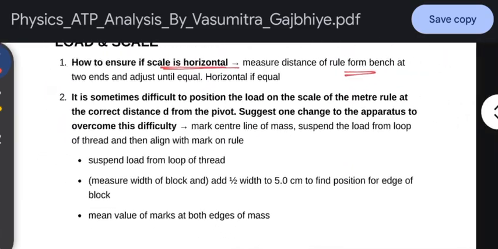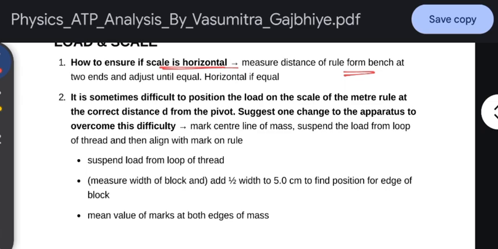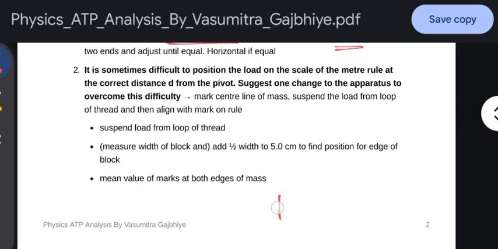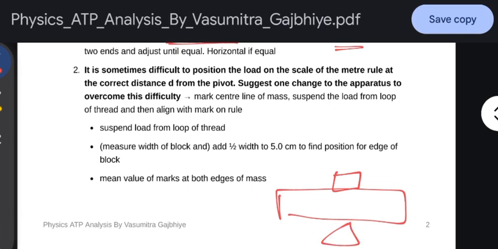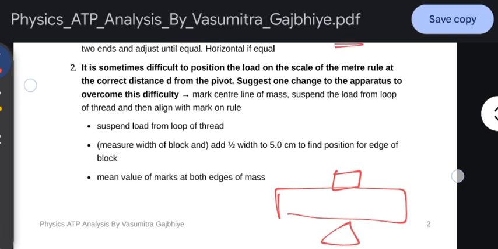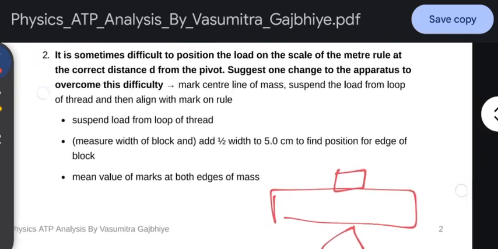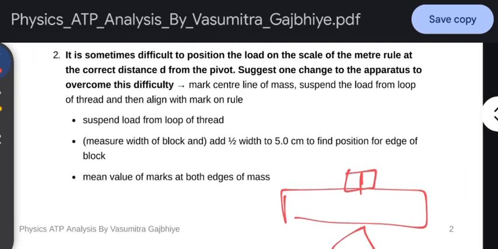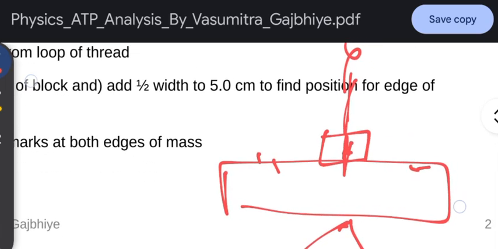Now, it is sometimes difficult to position the load on the scale of the meter rule. Of course, this is the meter rule, it's difficult to place the load on top of it, and it's on a pivot at the correct distance from the pivot. Suggest one change to the apparatus to overcome this difficulty. Mark the center line. You will mark the center line of this mass and suspend the load from a thread, then align it with the mark on the rule, and align the center of mass with that point.